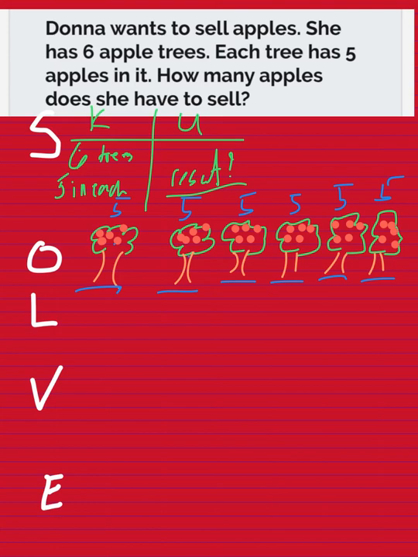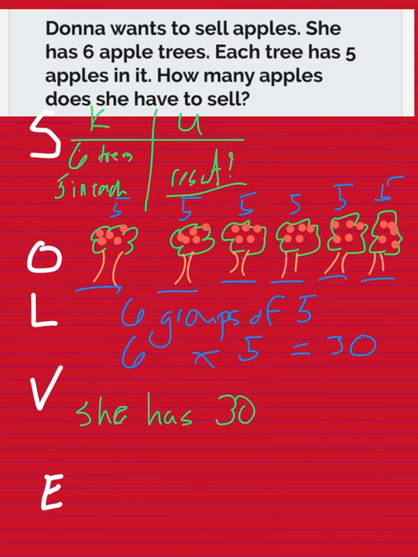There are 1, 2, 3, 4, 5, 6 groups of 5. 6 times 5. And if you're unsure what 6 times 5 is, in theory you could count, but hopefully you know your 5s by now. You know that 6 times 5 is 30. So, I forgot to do our verify statement. She has 30 apples to sell.